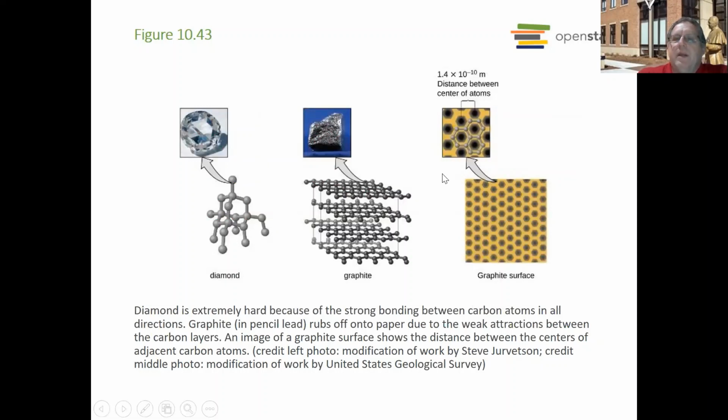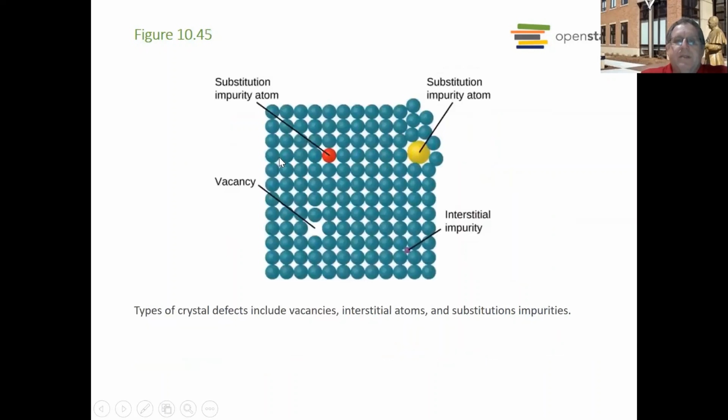Let's see. Here you see an example of something called allotropes. We have diamond and graphite. Diamond and graphite both are made of pure carbon, but they have different structures. We could actually have a phase diagram of solid carbon substances.